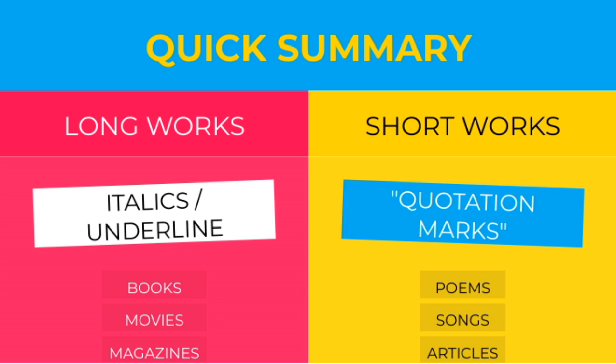We also need to understand the difference between italics or underline, which are used to emphasize titles or important terms in a text. Short works like articles, poems, or essays are usually brief and focused, while long works, such as novels or comprehensive reports, are more extensive and detailed.